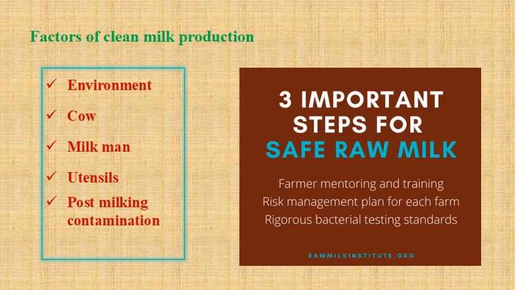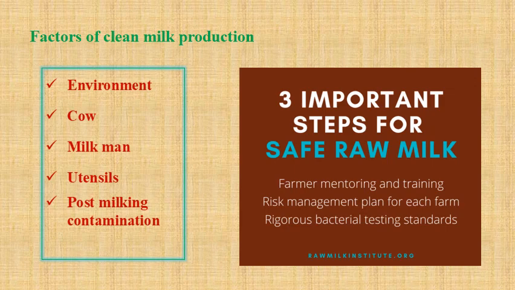Then the cow, the cleanliness of the cow is very important. Then the milkman, that is the workers, they have to be very clean. Then the utensils, that is a very important source of contamination. They are used daily, so they have to be properly cleaned and sanitized. And then after doing everything, finally the quality should be maintained. So proper handling is very important to prevent post milking contamination.